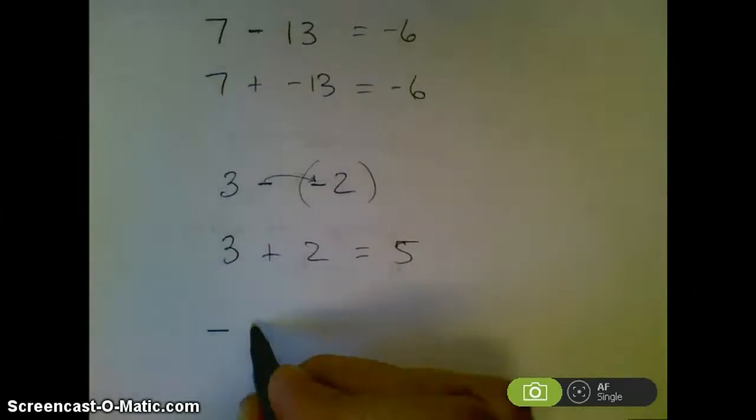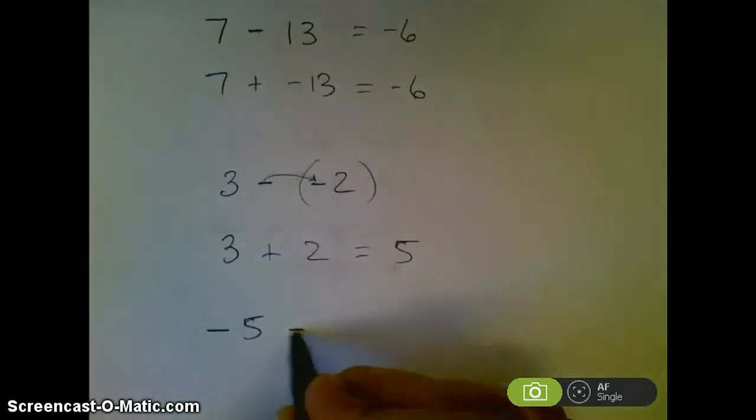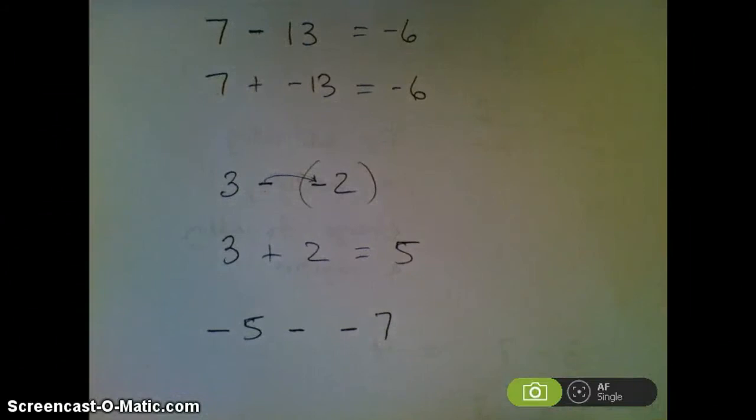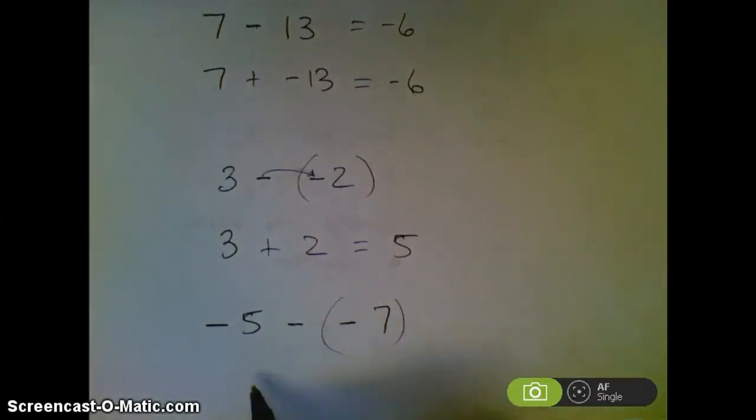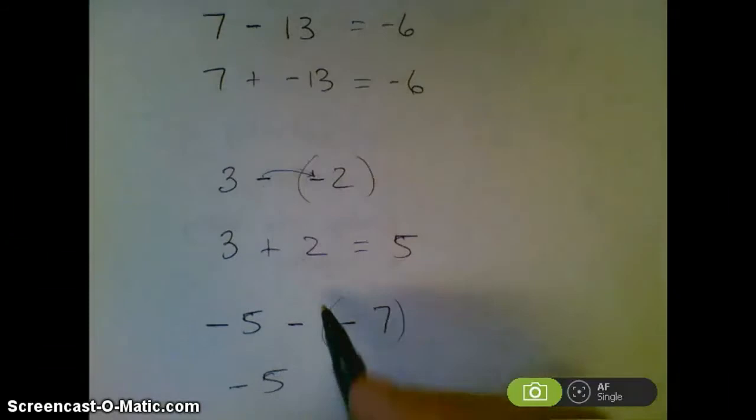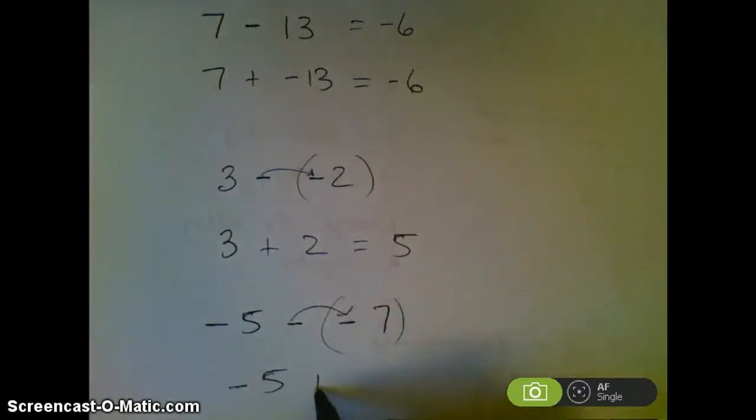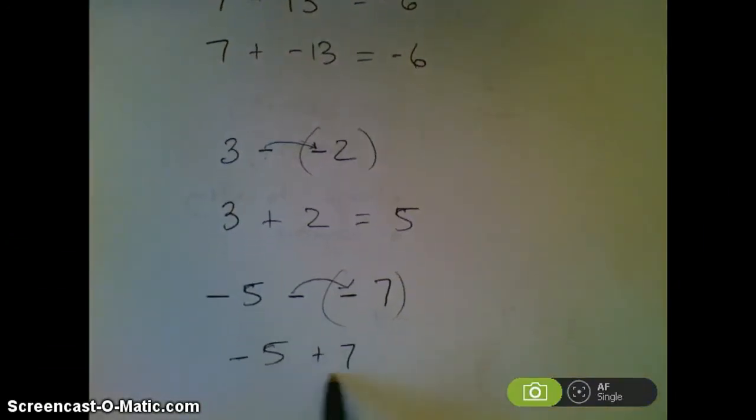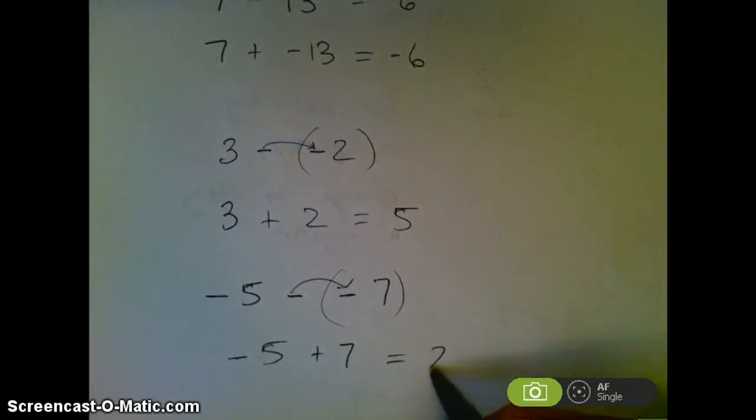Let's see, negative 5 minus negative 7. I can change this to negative 5 plus 7 since I'm subtracting a negative. And now that I have addition, negative 5, I've got 5 red dots, 7 blue dots. I'm going to end up with 2 blue dots, or positive 2.